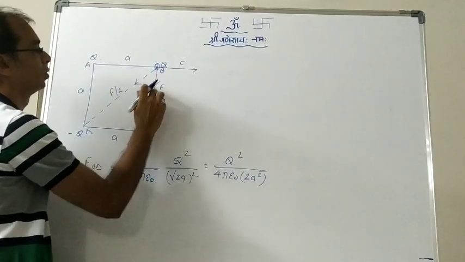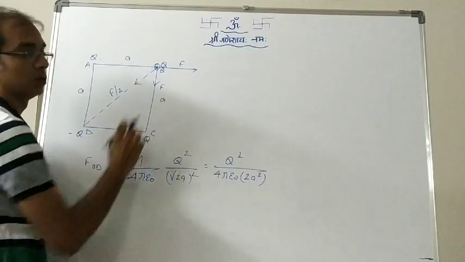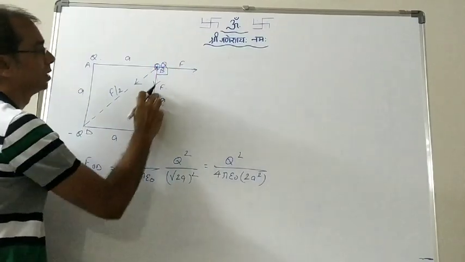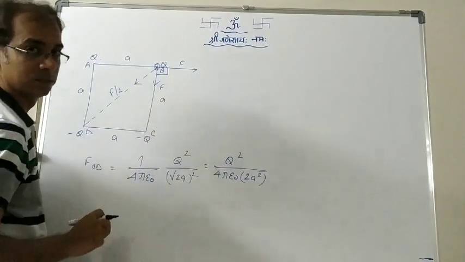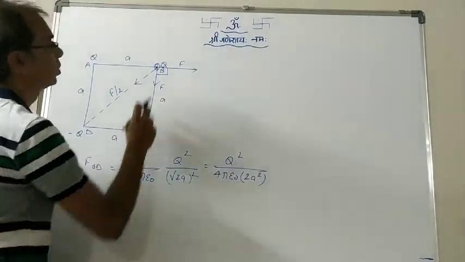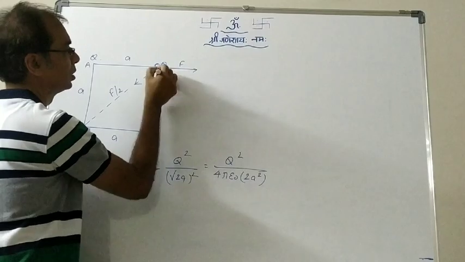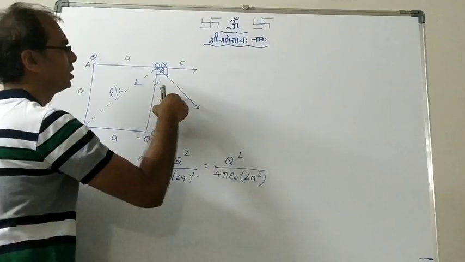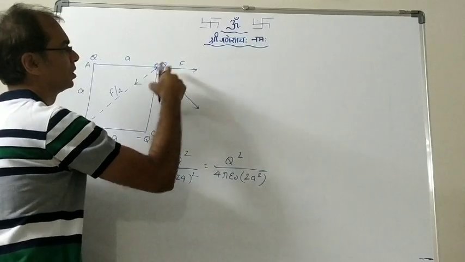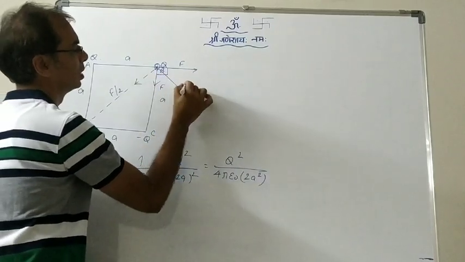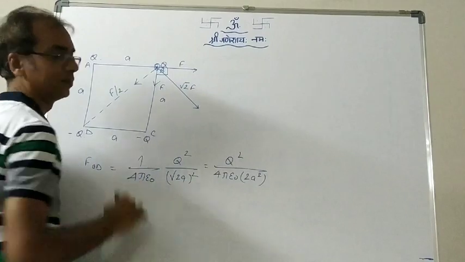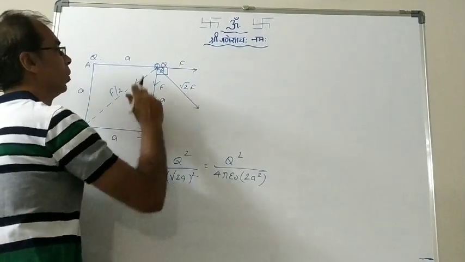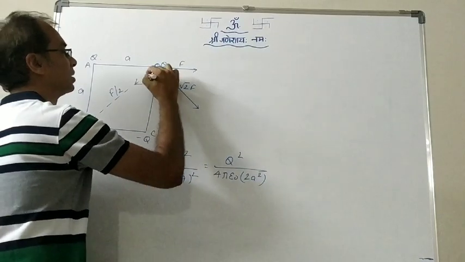These are the three forces acting on charge Q. First we will find the resultant of these two. They are at right angles to each other, and both are equal, so the resultant will be along the angle bisector. When two forces are equal and perpendicular, the resultant is root 2F. Now we will find the resultant of this and this. Again the angle between them is 90.